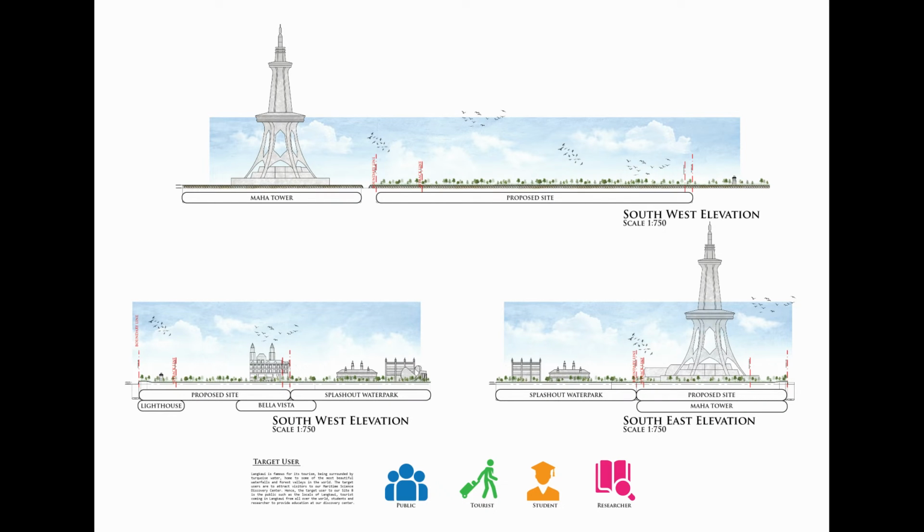From the 4 elevation drawings, it indicates that the site is surrounded by a lot of existing buildings, which are Maha Tower, Splash Out Water Park, Bella Vista, and the lighthouse. Other than that, the elevations also try to portray that the site is surrounded by a lot of natural features with vegetation on the land.